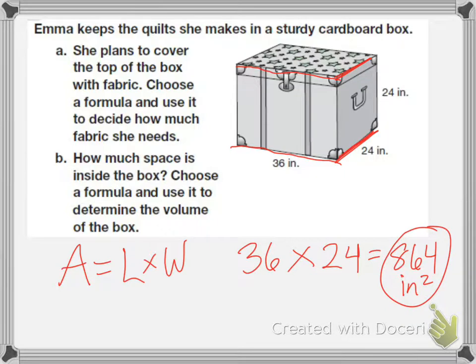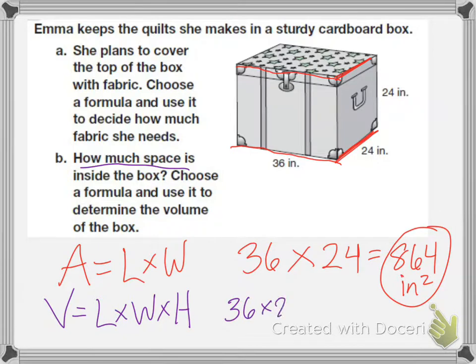The second question says, how much space is inside the box? So this is asking, how much can I fill this box full of? Okay. So since I'm filling it up, that's going to be the volume, which is length times width times height. So that's going to be 36 times 24 times 24. All those multiplied equals 20,736 cubic inches, or inches cubed.